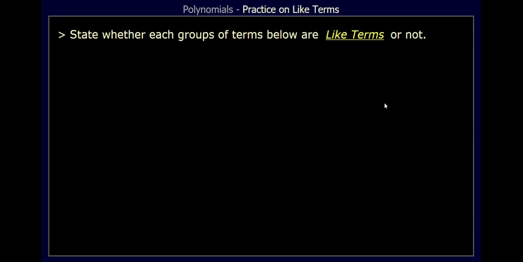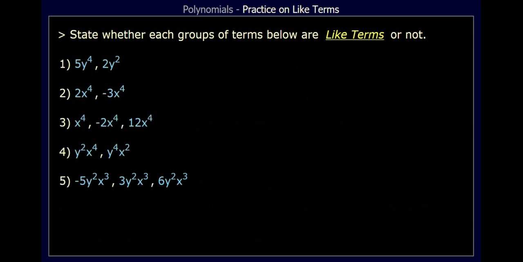All right. Here's a quick little practice. You're just going to say on a piece of paper, are they like terms or are they not like terms? Why don't you just try number 1. Well, let's see. Those are not like terms. The exponents are different. That's pretty easy. Let's go on to the next one.